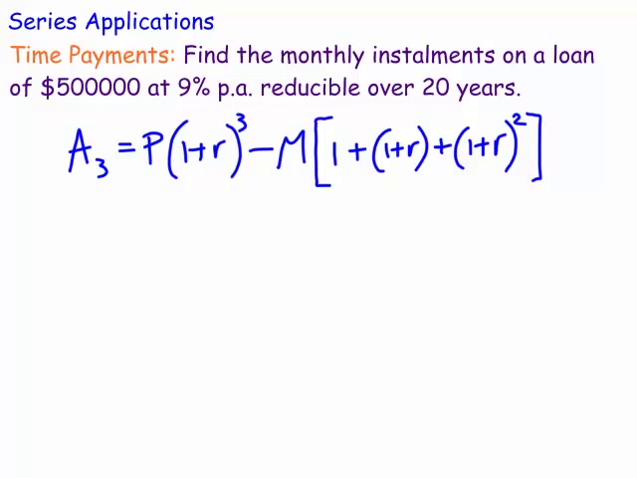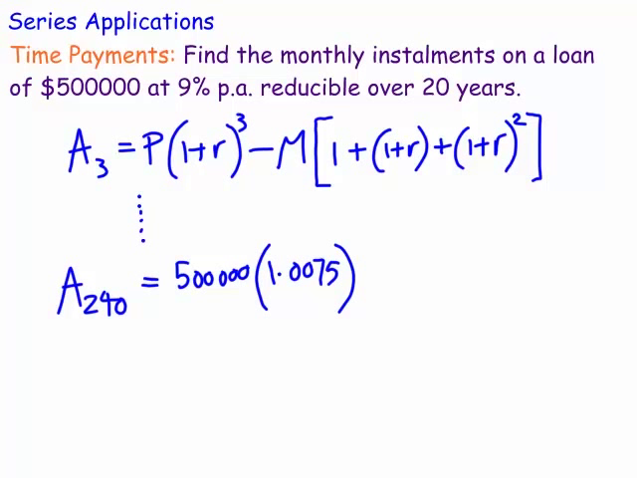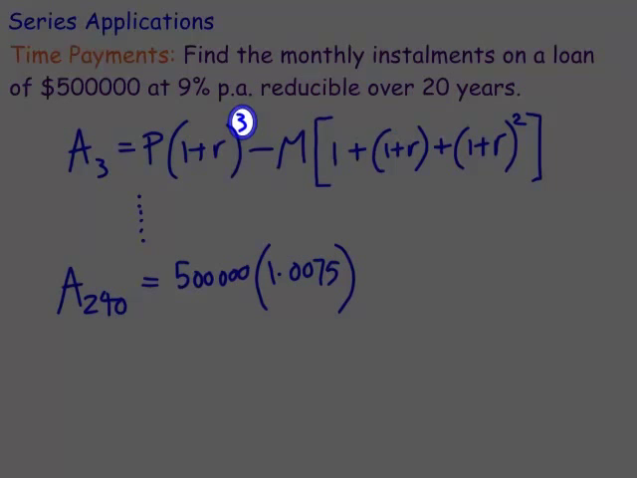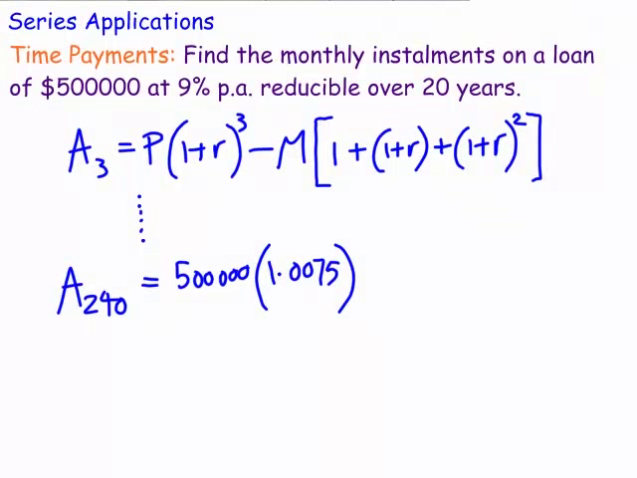Well, we have to continue the pattern. Right at the end of the loan, after 240 months, or 20 years times 12, we now have the principal, which was 500,000, and the interest rate was 0.75%, so it's going to be 1.0075. That's now going to be to the power, following the pattern. Remember the pattern was this 3 here, so it's just going to be 240 here.